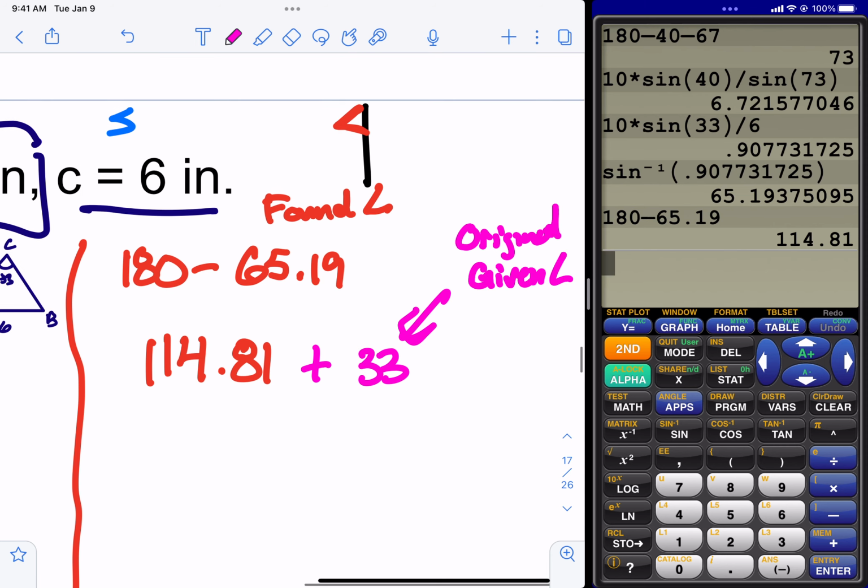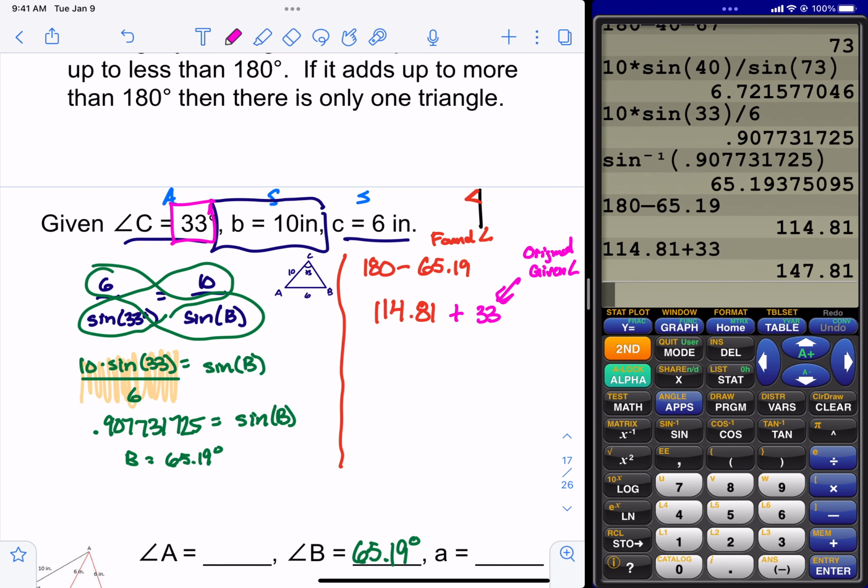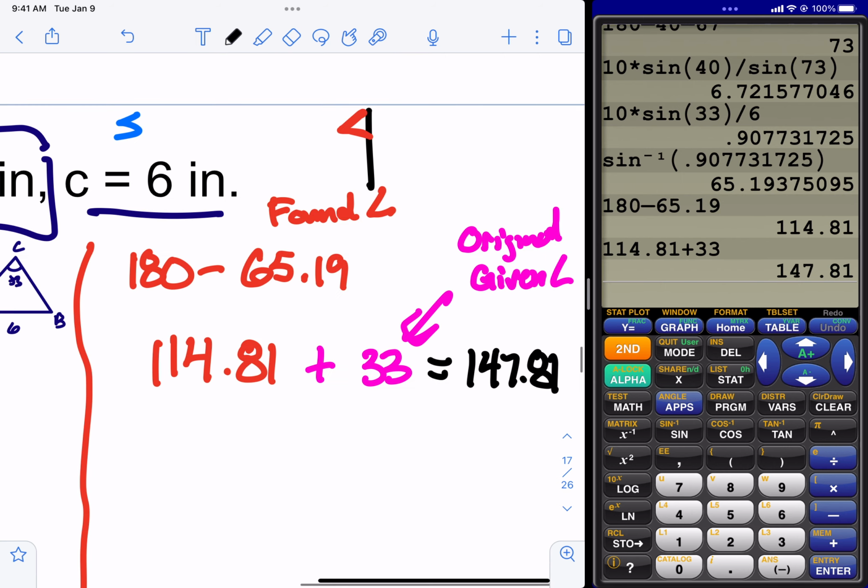Angle. And we're going to see how big that number gets. When these two pieces get added together, this is going to tell us exactly what situation we're dealing with. So when I add these two together, I find out that these two angles together equal 147.81. Now, something to be aware of. This number tells us everything that's going on.